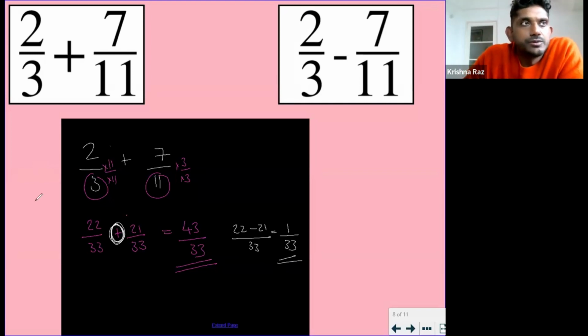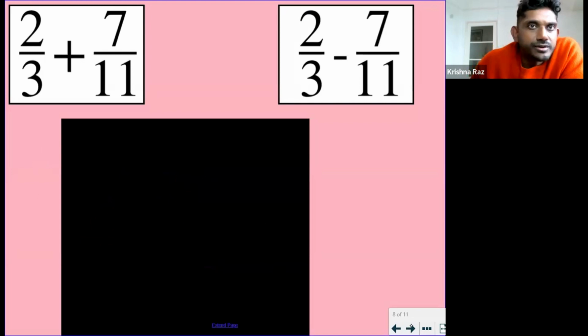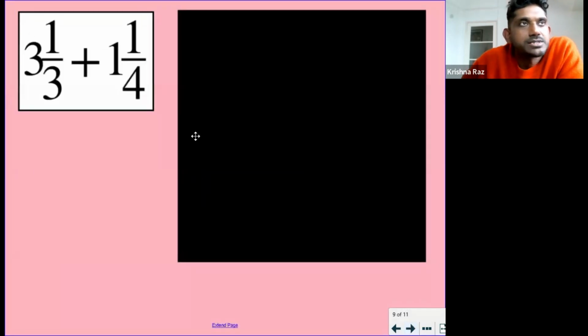So let's do an example. What have I got next? A mixed number. So I'm going to write these top heavy. You don't have to when you're adding fractions, but I'm just going to keep a consistent method. So if you have any issues with it, I'd say write them as top heavy fractions.